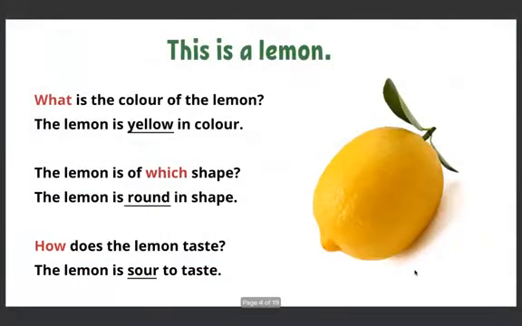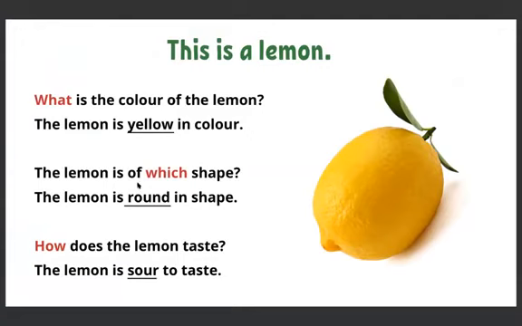Now see. This lemon. This is a lemon. Lemon is a noun. Okay. What is the color of the lemon? The lemon is yellow in color. So when you ask what is the color of the lemon, you are asking a question to this noun. You are asking a question to this lemon. So what is the color?